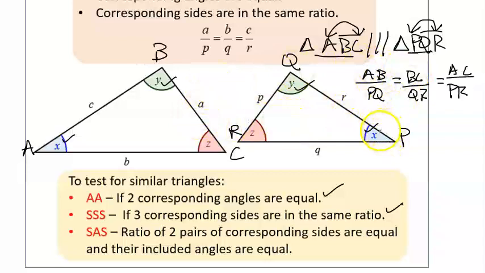And finally, if we can prove that two sides are in proportion and the included angles are equal to one another, then the two triangles will be similar. But case 1, equiangular and sides in proportion, is what we'll be focusing on in most of the examples. So let's look at an example.